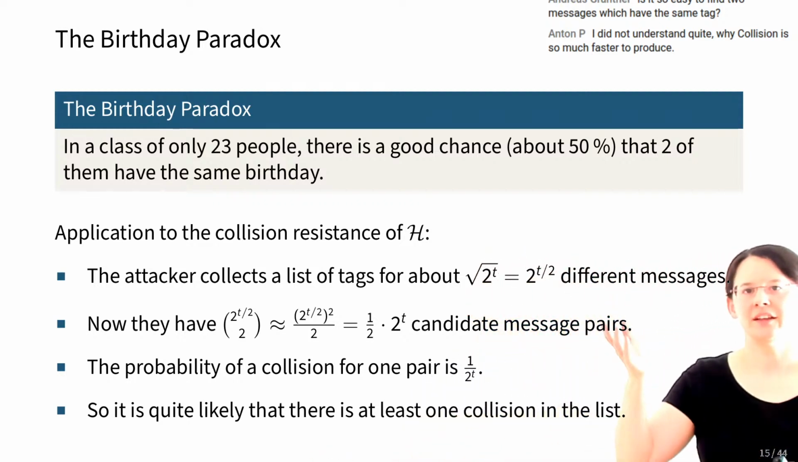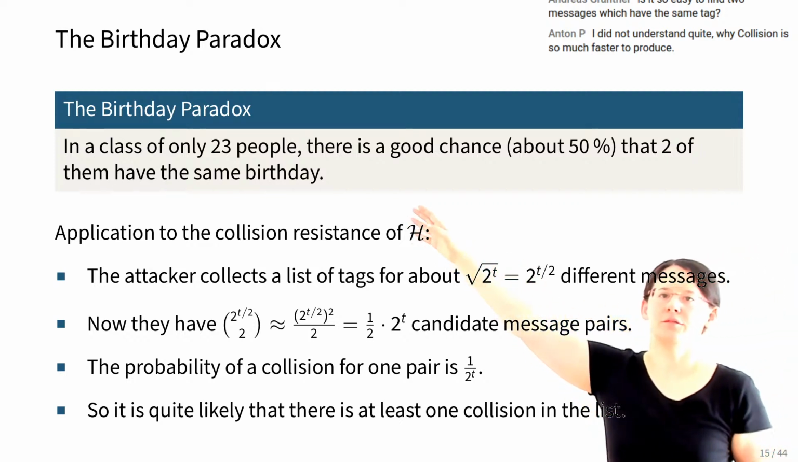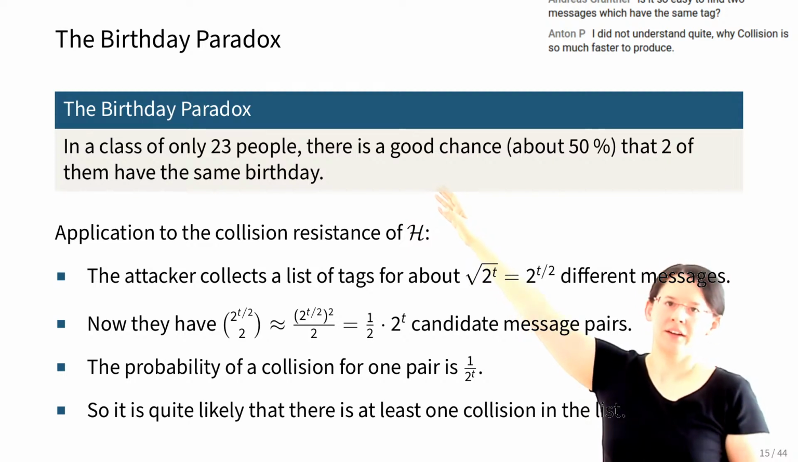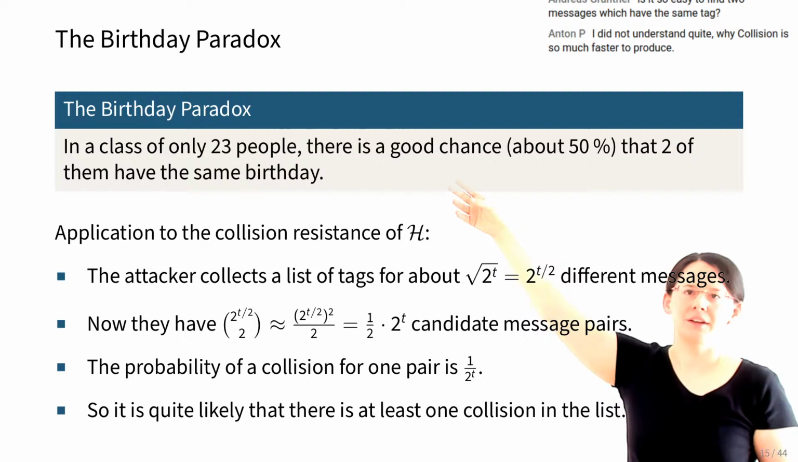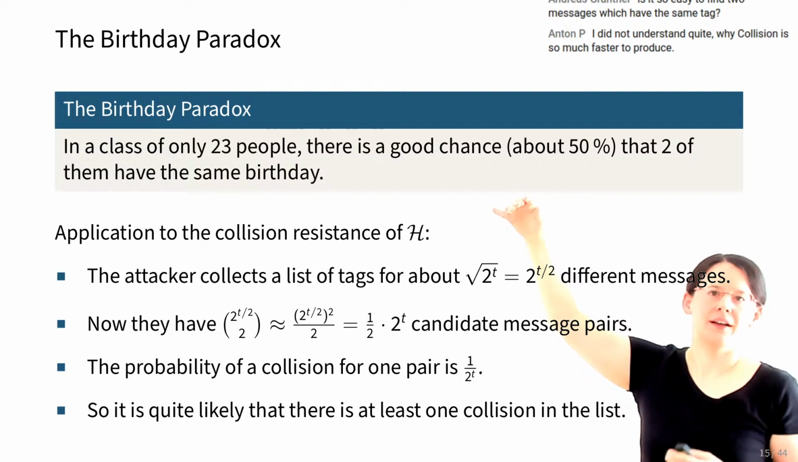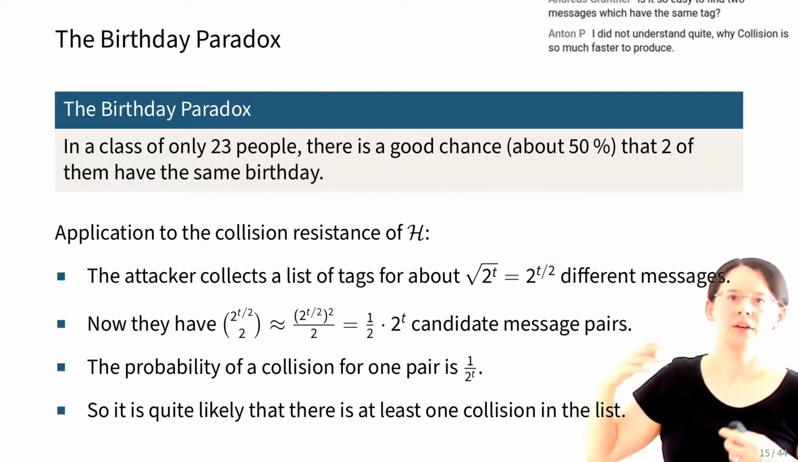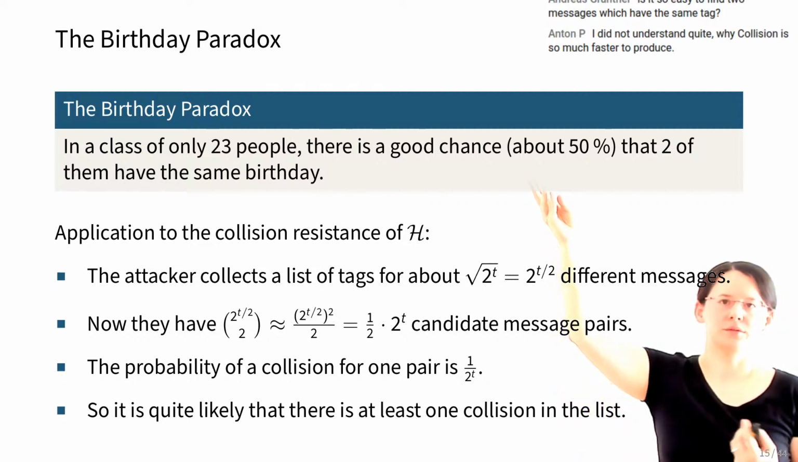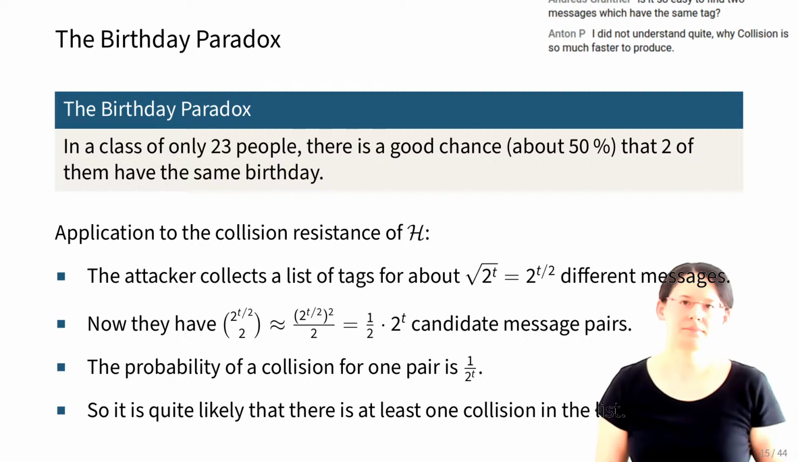So the main reason is you have so many candidate pairs if you have a relatively small set of people. So in the case of the birthday paradox, when you have 23 people, you have approximately 23 times 22 divided by 2 many pairs, and each of them has a chance of 1 over 365 to be a collision, which is approximately, if you multiply that up, approximately 1/2 or 50%. So that's the main idea.